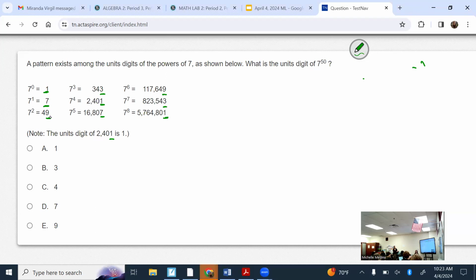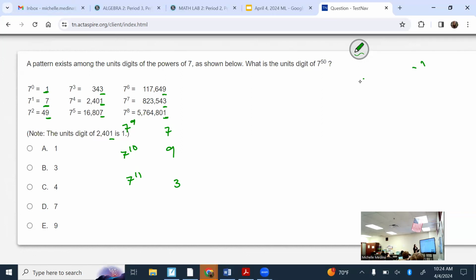So it goes 1, 7, 9, 3, 1, what's going to be the next one? 7, what's going to be the next one? 9, and then the next one. That would go with my 7 to the power of 9, 7 to the power of 10, 7 to the power of 11. You could keep that pattern going if you wanted to, all the way up to 7 to the power of 50, especially if you didn't know how else to get the answer. But there is a way.